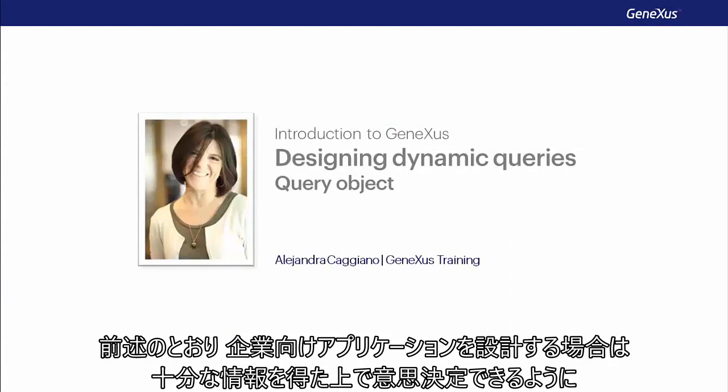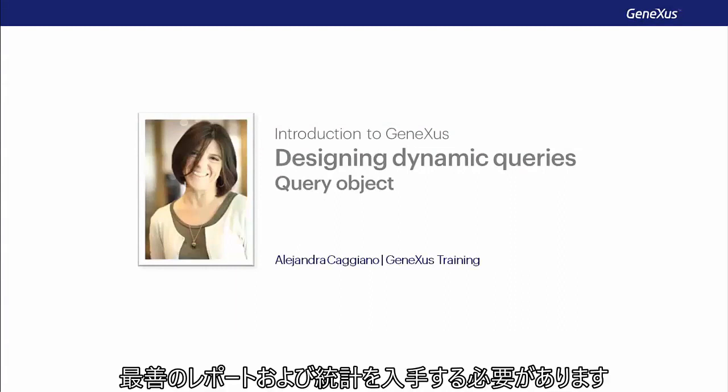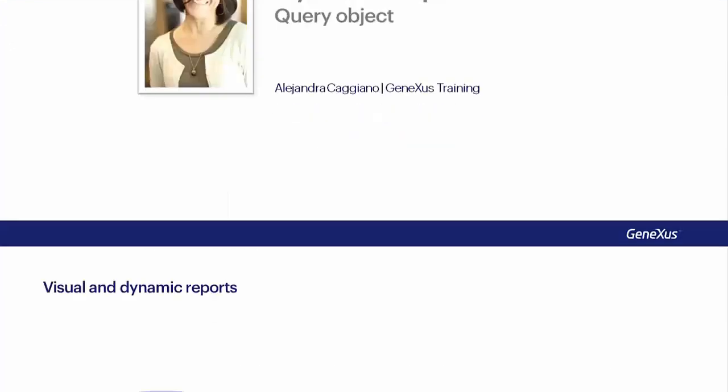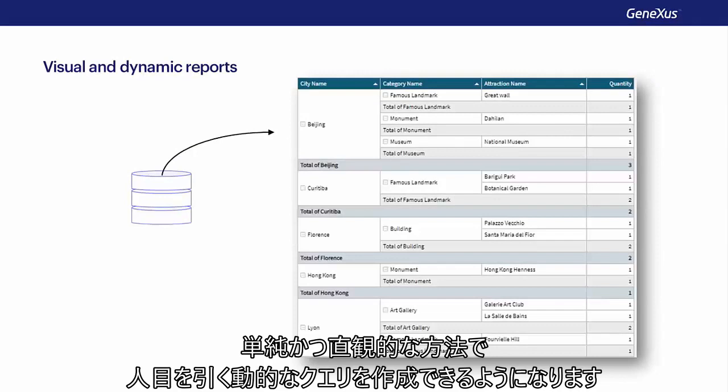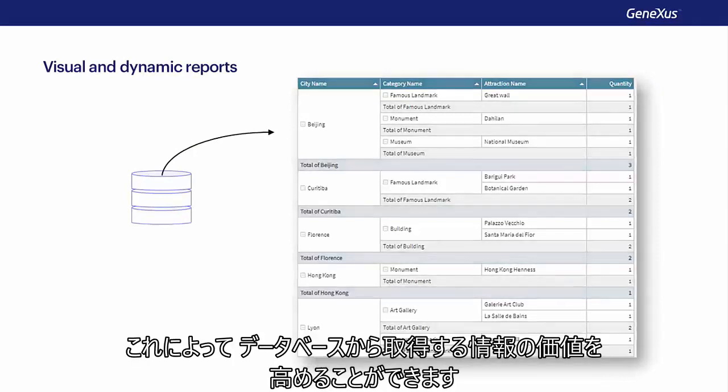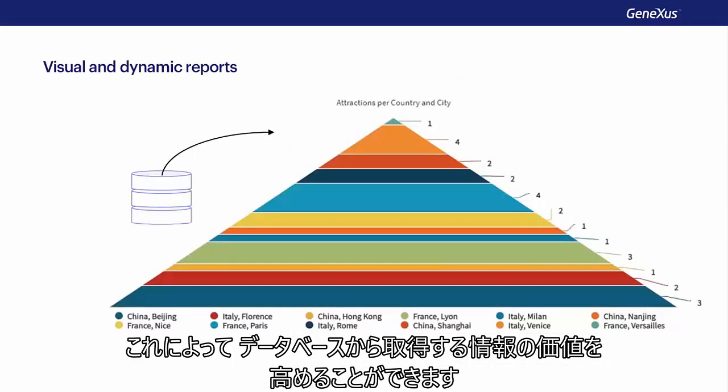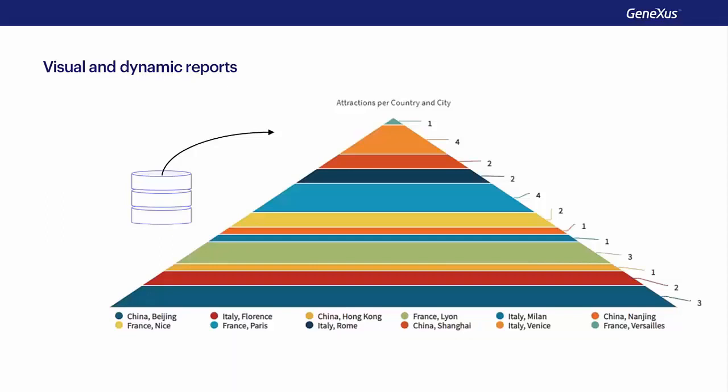As we've said before, when designing enterprise applications, we need to obtain the best reports and statistics that'll help us make informed decisions. The query object allows creating eye-catching, dynamic queries in a simple and intuitive manner. This increases and enhances the value of the information received from the database.